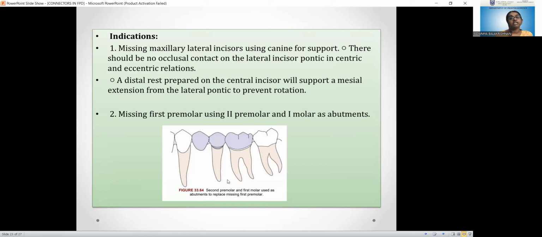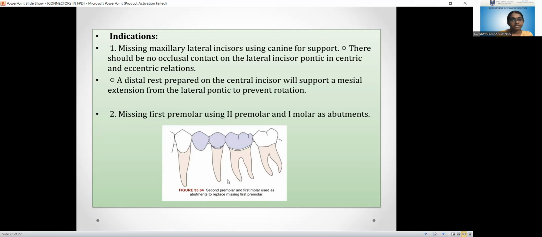For example, if you are planning to replace a missing lateral incisor taking support from the canine, there should be no occlusal contact on the lateral incisor pontic in centric and eccentric relations. Also, we have to plan a distal rest to be prepared on the central incisor that will support a mesial extension from the lateral pontic to prevent rotation. So the indication is that if you want to replace a maxillary lateral incisor, you can take the canine as support. The only thing is the distal rest should be prepared on the central incisor to prevent rotation.